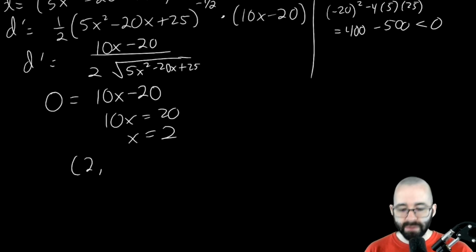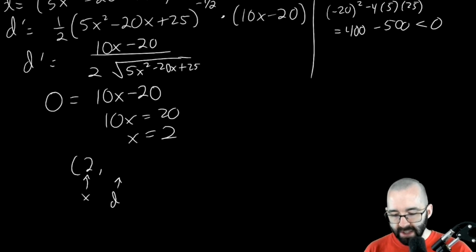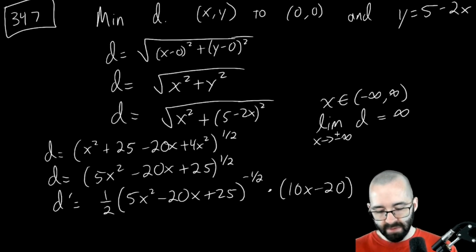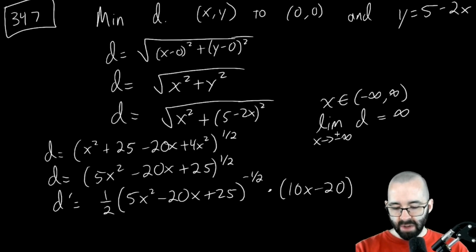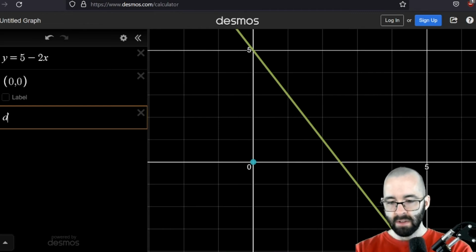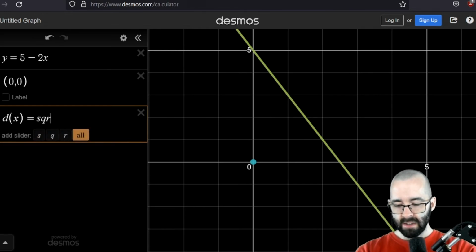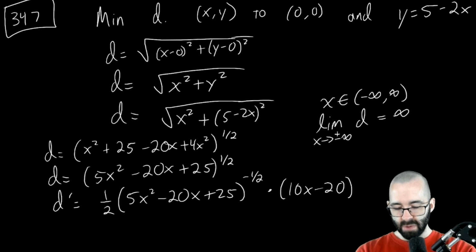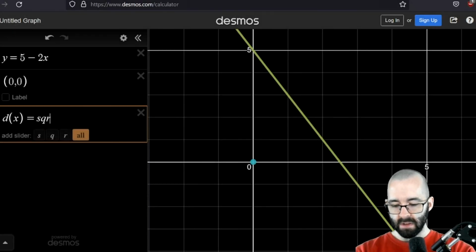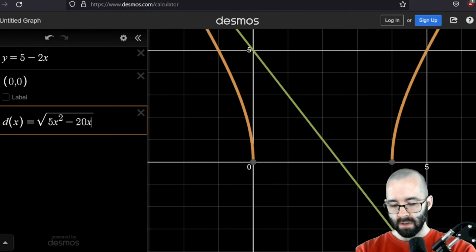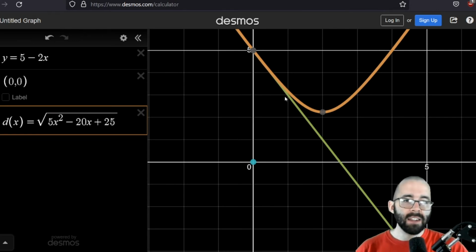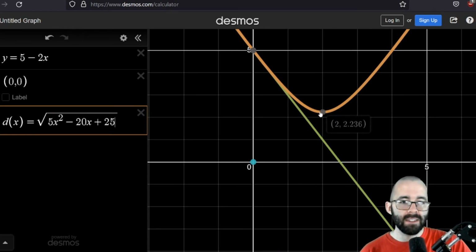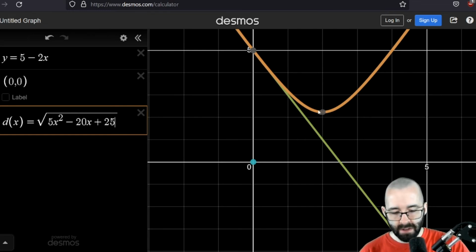When x is 2, what's the distance? Plug it into our distance function. This was our distance function. D was a function of x. It's the square root of 5x squared minus 20x plus 25. So the green is the line, and at any x coordinate on the line, the distance is the orange. So it's going to be this x coordinate when x is equal to 2.